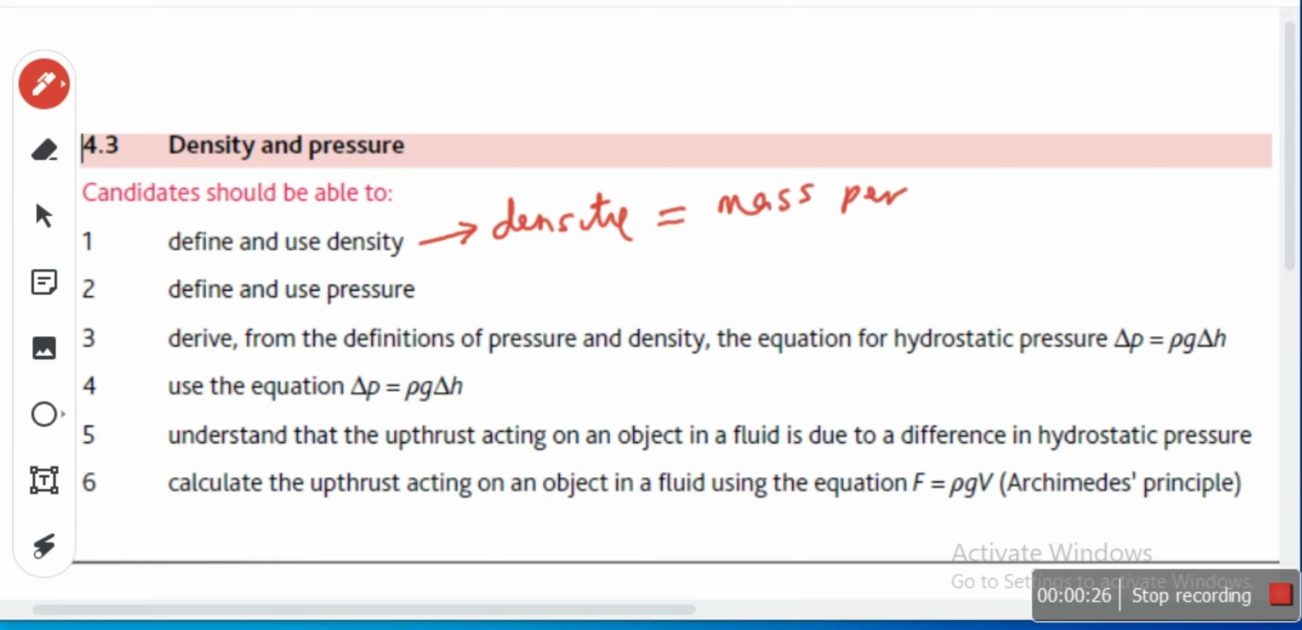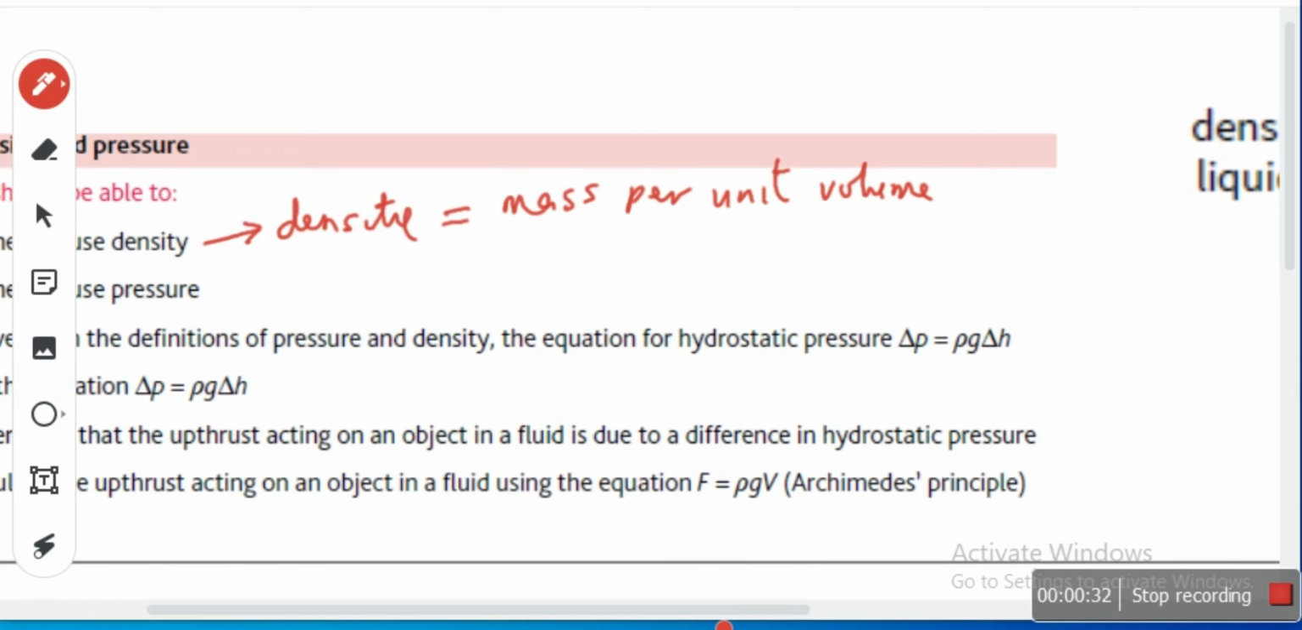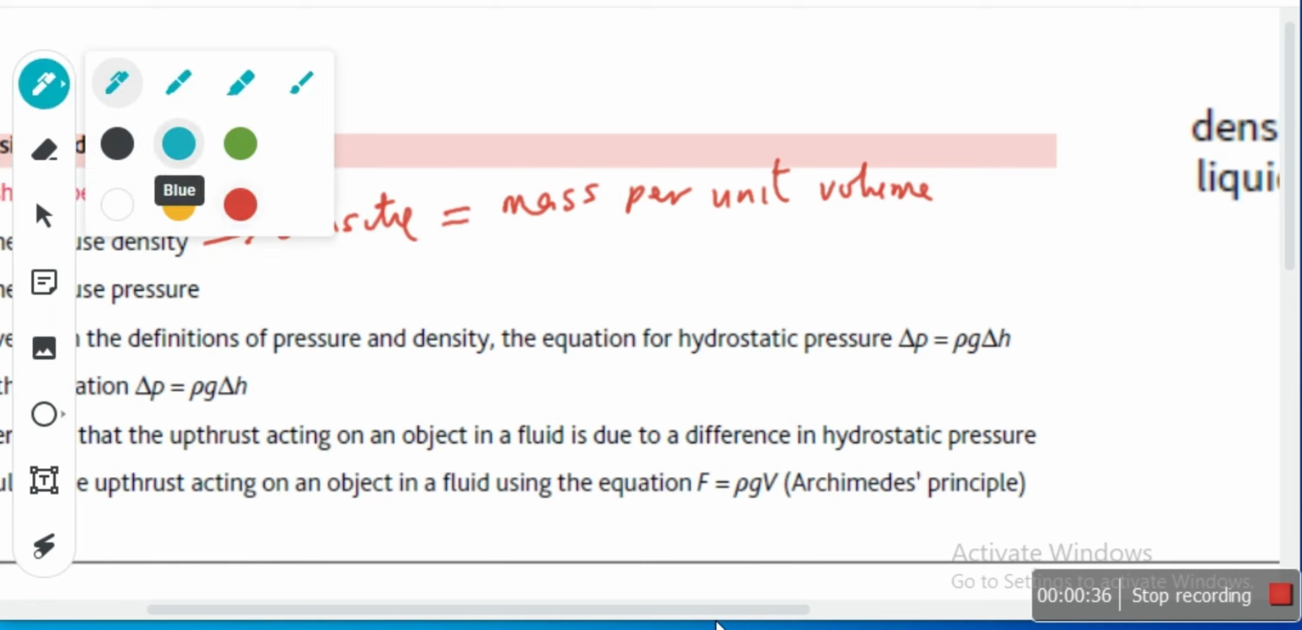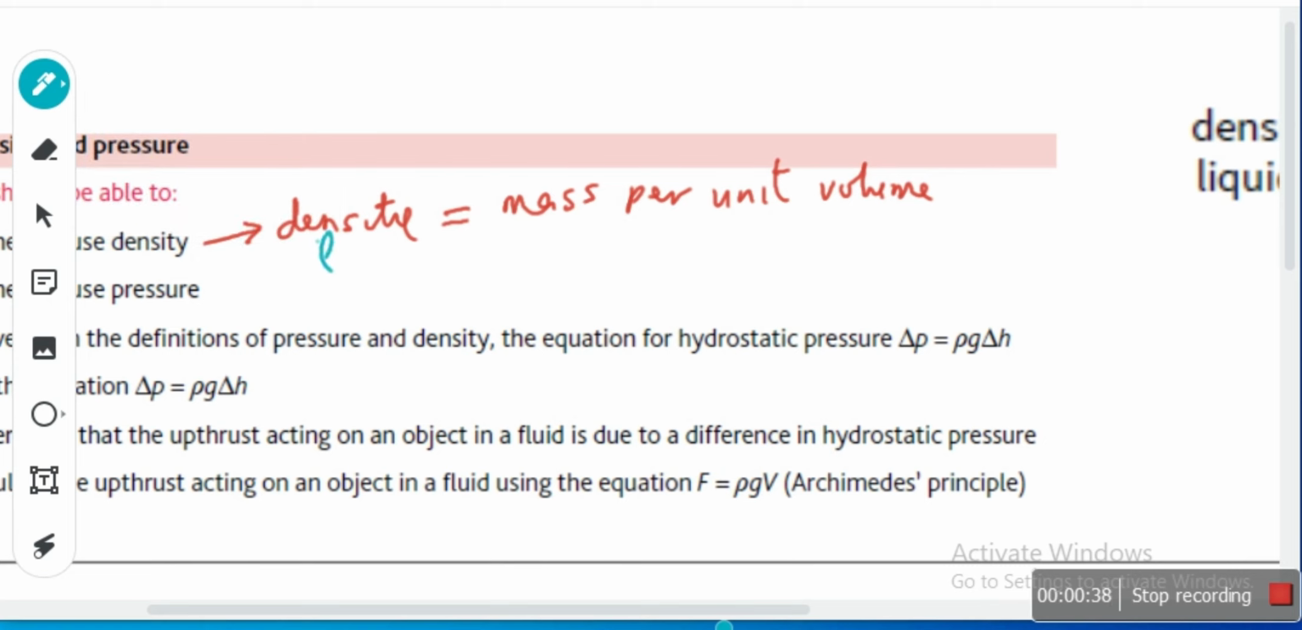Per unit volume, or simply mass over volume. So we use the symbol rho for density. Rho. So rho is equal to m for mass over V. Okay? We already know that.